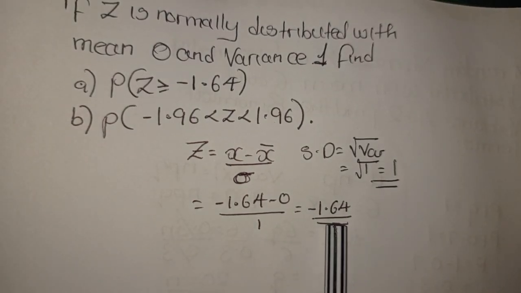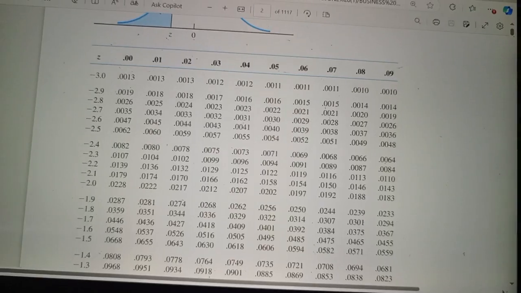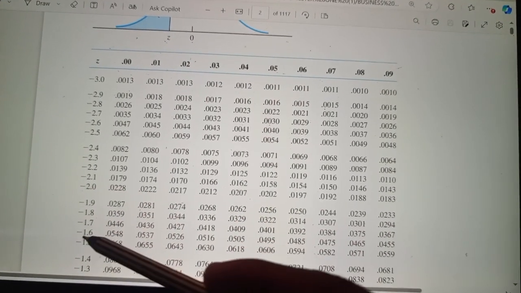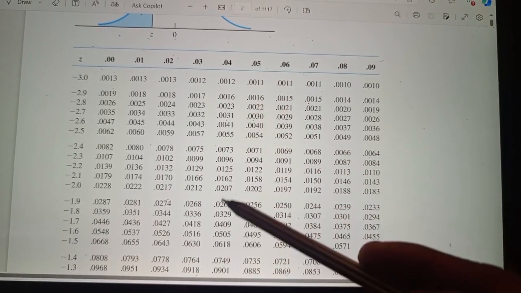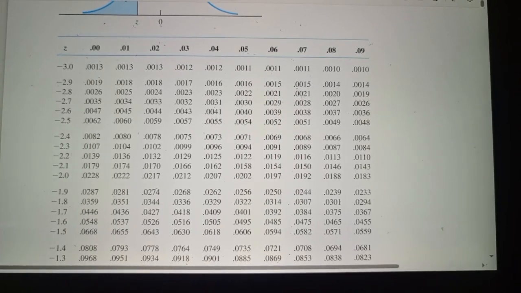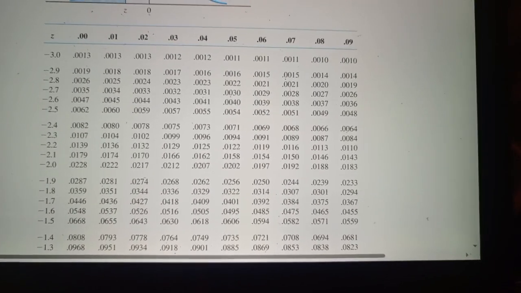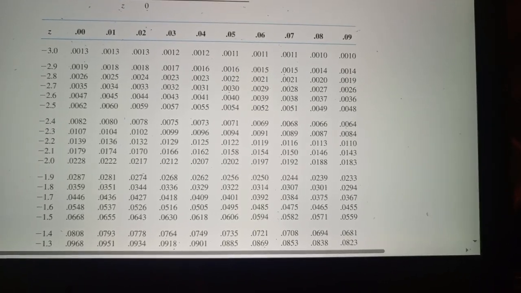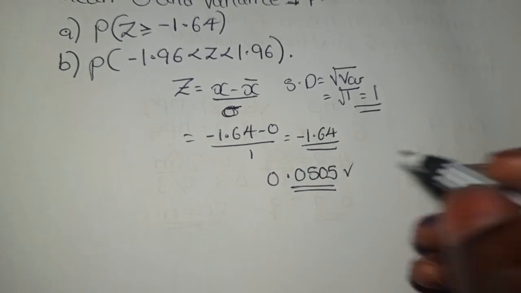You look for where negative 1.64 is. So you go to the negative table. When you go to the negative table, this is where negative 1.64 is. Negative 1.6 is here, then 4, you get it here. Then you come down where they meet. So the answer is 0.0505. So that is the Z score of negative 1.64.